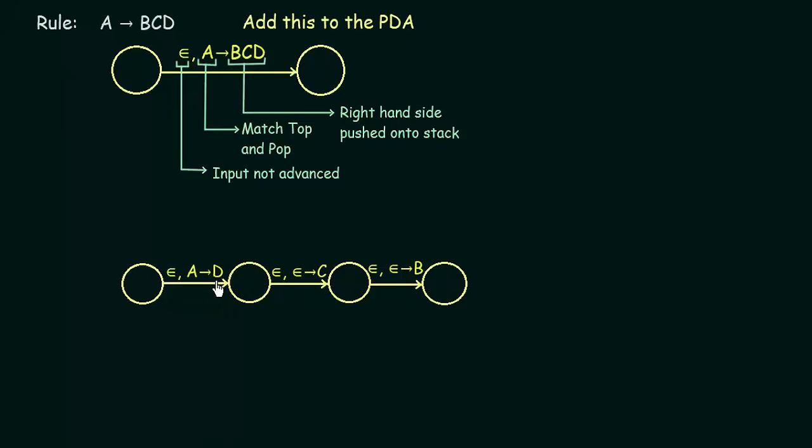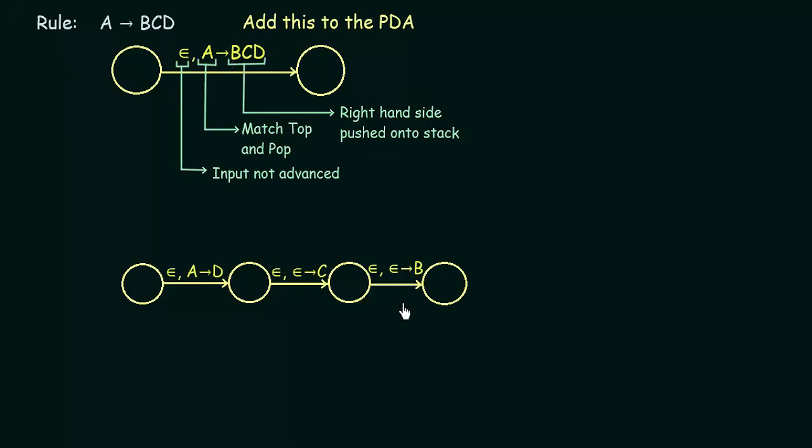We are pushing D, and after pushing D, this epsilon remains epsilon because this is epsilon over here. Now we don't want to pop anything, but we are pushing C, and here also we are not popping anything, but we are pushing B to the stack. Now we are creating these states just in order to accommodate this B, C, D. And then if you see, we have been pushing this in the reverse order, D, C, B instead of B, C, D.